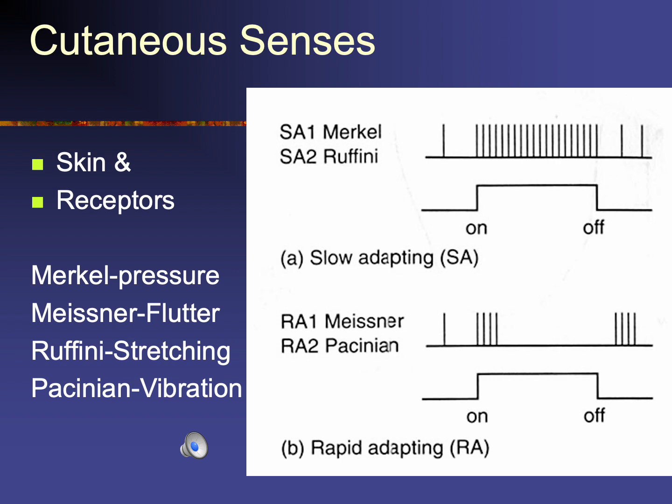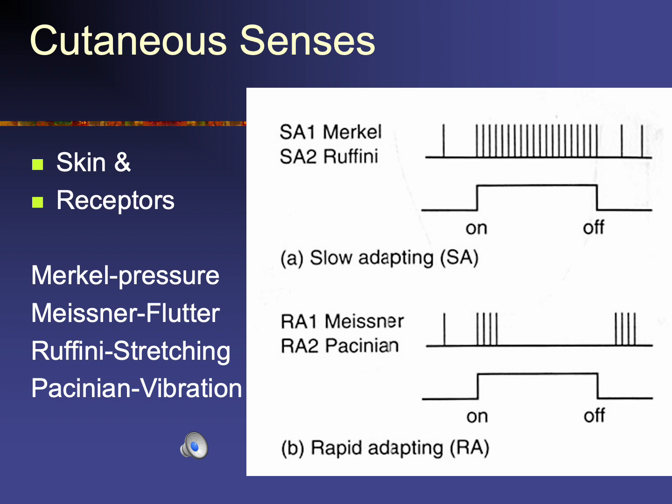Now the rapid adapting ones, they go off quickly. So the Meissners, like when you touch your skin, if you move your finger across your skin, you want the receptors to be going off as well as going on. You want them to go on and off, on and off, on and off, because there it's more important to know the location of the stimulus.